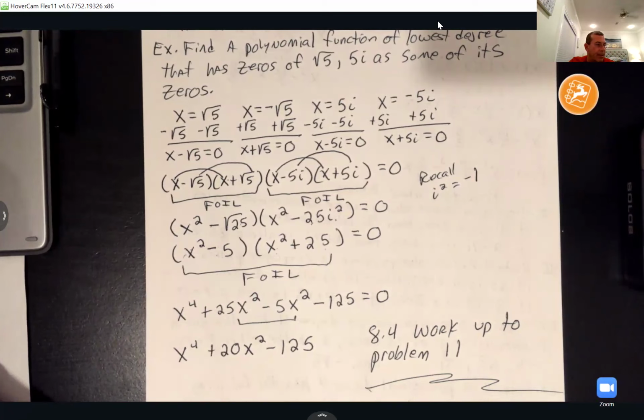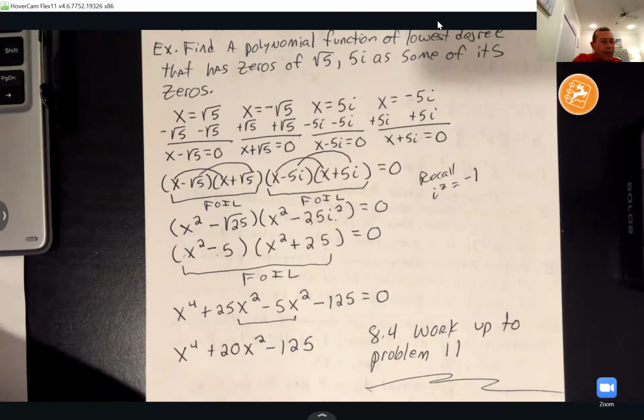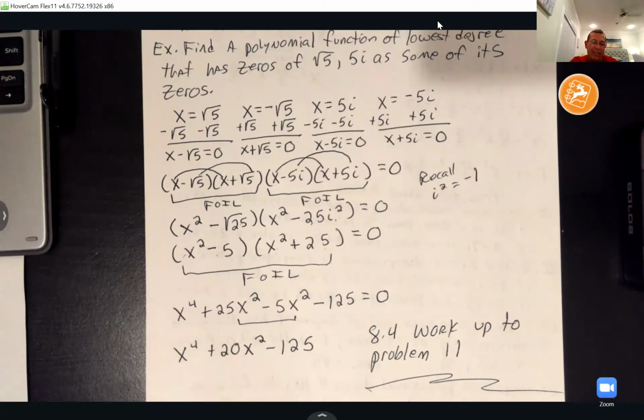So that'll leave us probably about 6 or 7 left in 8.4. And then we'll get into the next section on Monday, okay?